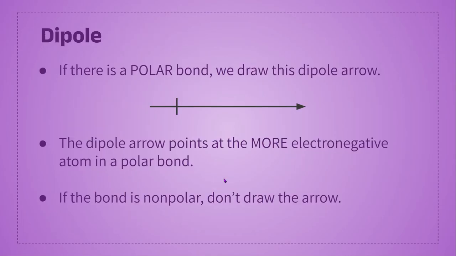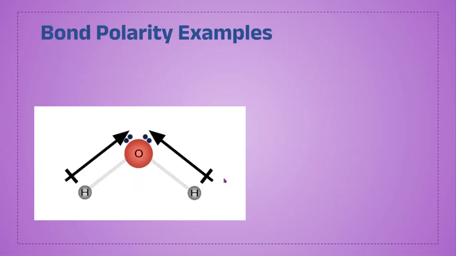When we have a polar bond, we can draw this thing called a dipole arrow. The dipole arrow has a positive sign over the less electronegative atom, and it points toward the more electronegative atom in a polar bond. If we have a nonpolar bond, we don't need to draw that arrow. So let's look at some examples.